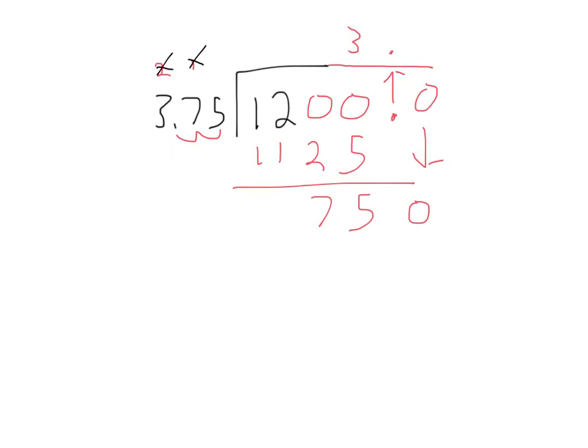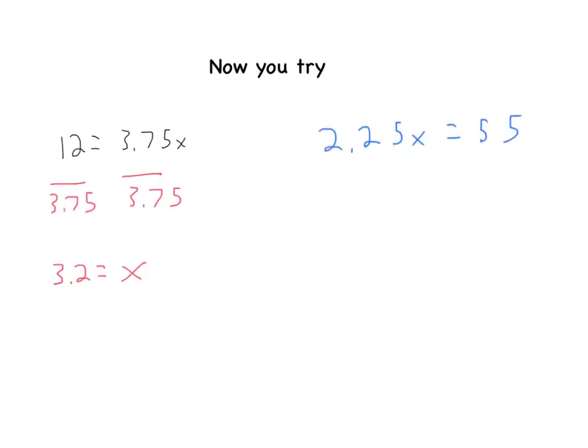And now 375 goes into 750. I bet that's going to be twice. 2 times 5 is 10. Carry the 1. 2 times 7, 14, plus 1, 15. Carry the 1. 2 times 3 is 6, plus 1 is 7. Alright, looks like it comes out evenly to 3.2, which means 3.2 equals x.